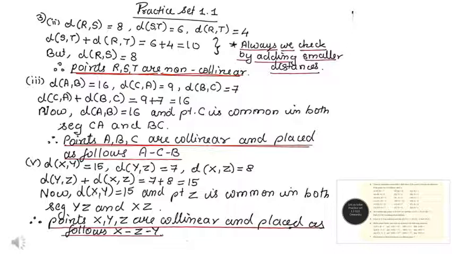The last question, that is the fifth one. Distance XY is given as 16, distance YZ is 7 and distance XZ is 8. Again we add up the smaller values, that is 7 and 8, and we get 15, which is not equal to the larger distance given to us.